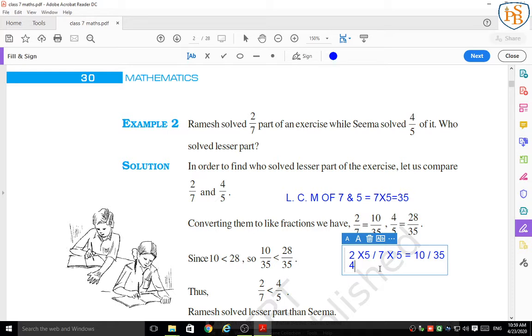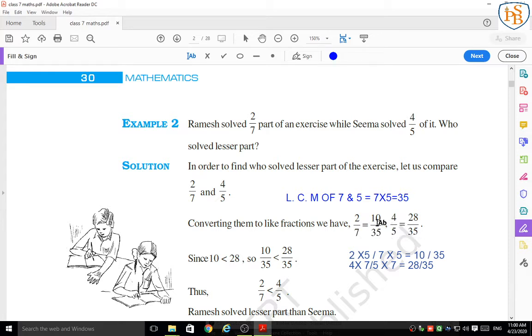Now I have to multiply 4 upon 5 by 7. So 4 into 7 upon 5 into 7. So I will get here 4 7s are 28 upon 7 5s are 35. Okay, now you can see that both denominators are the same. So easily with the help of numerators we can find the greater number and smallest number.